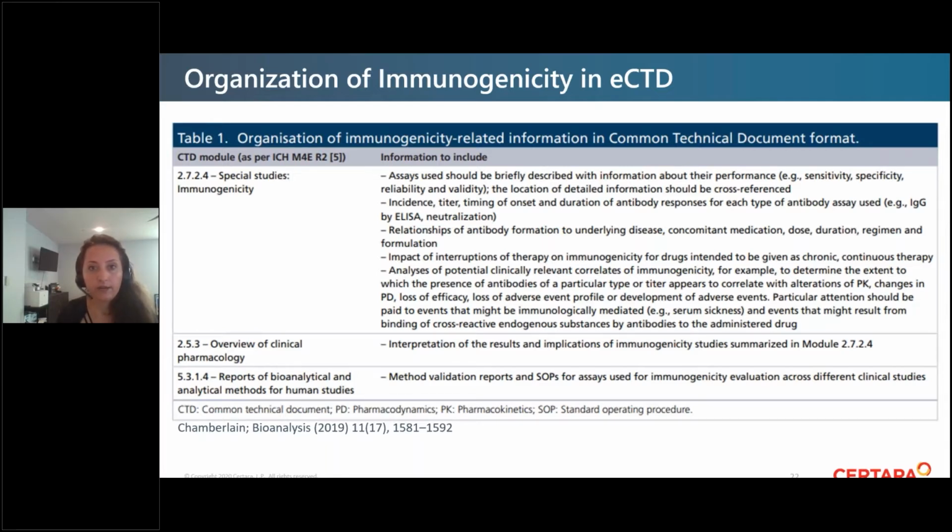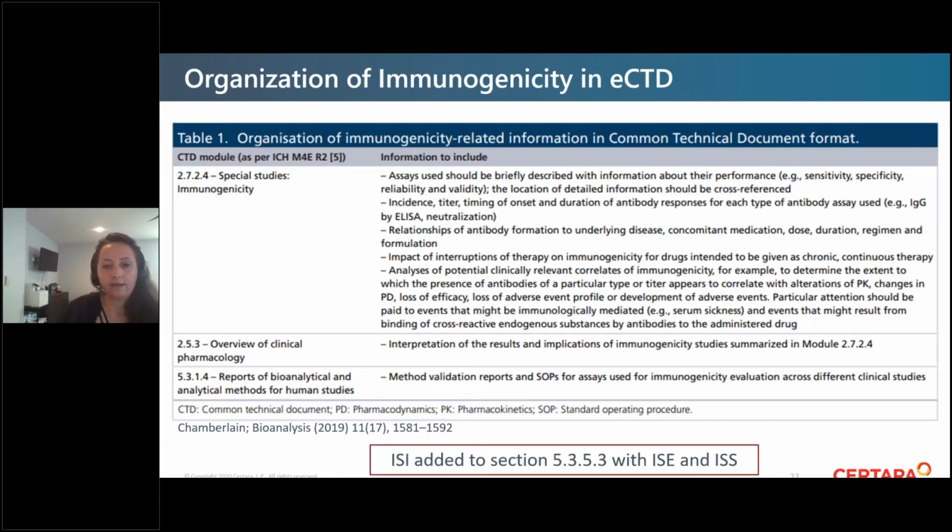So your covariate analysis, your tabular summaries of your results. And then 5.3.1.4 is the details of your validation and assays that were used across the different clinical studies. The ISI itself is added to section 5.3.5.3 with the ISE, the Integrated Summary of Efficacy, and the Integrated Summary of Safety, ISS.